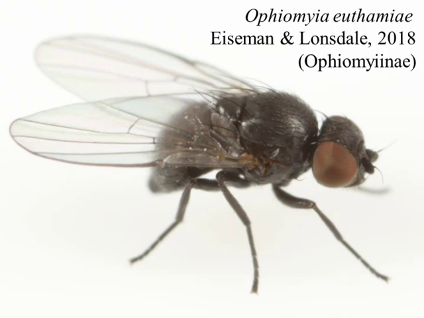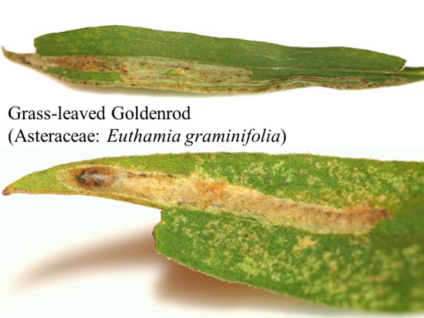Ophiomyia euthemi does exactly the opposite. It mostly mines in the lower surface and then at the last minute switches to the upper surface to form its puparium. And to give you a picture of what's going on there, here's a cross-section of a leaf.